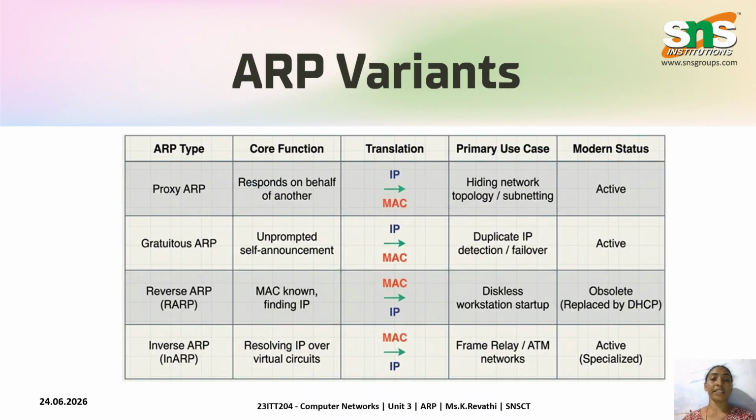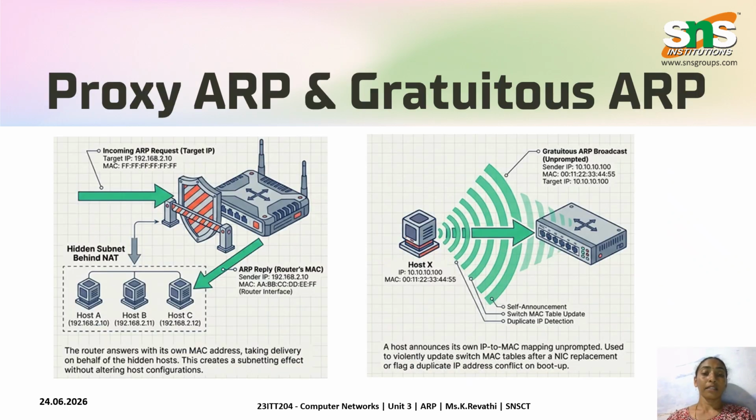Then the ARP variants include proxy ARP, reverse ARP, that means RARP, and gratuitous ARP. Each variant is designed for specific networking situations and configurations. Then this is proxy ARP and gratuitous ARP. Proxy ARP allows a router to answer ARP requests on behalf of another device. Gratuitous ARP is used to announce or verify a device's IP address and MAC address mapping.